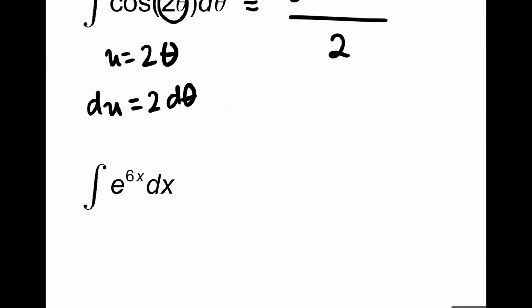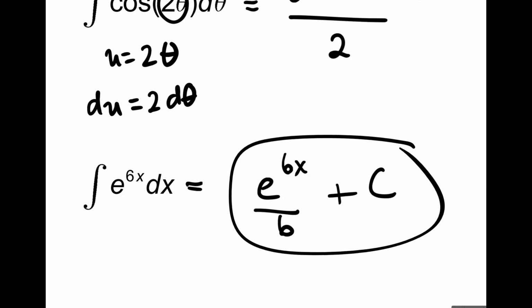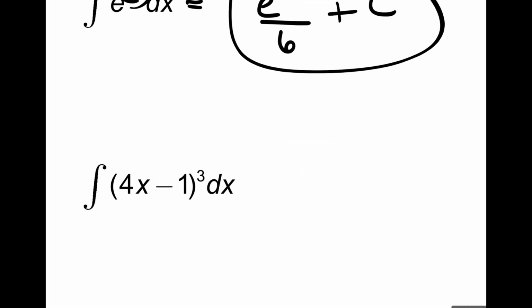If I try this one, the derivative of our inside function 6x is going to be 6. So I'm going to take e to the 6x and divide by 6, the derivative of the inside. And then that's it. This is a shortcut for when the derivative of the inside is a constant, meaning no variable. The derivative of 6x is just 6.